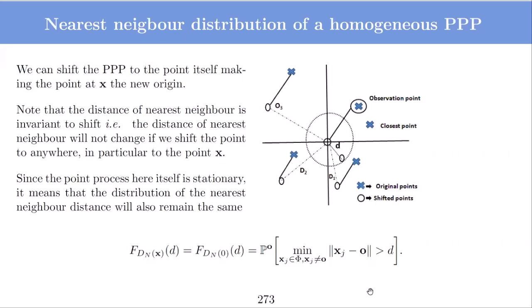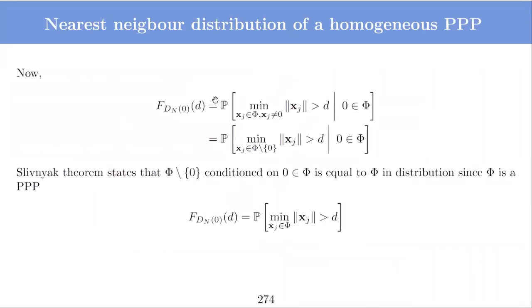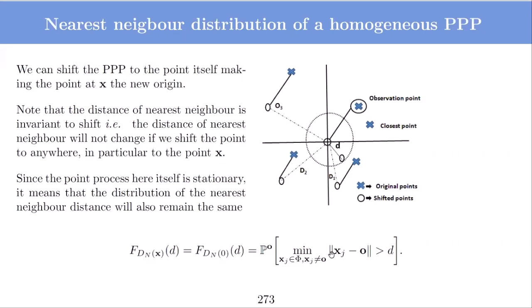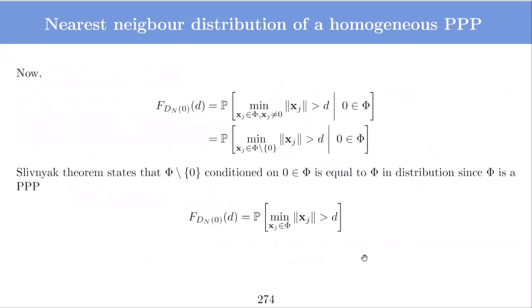Now I'll write this formally. If we have xj minus o, then this is just the norm of xj. So I'll write the norm of xj is greater than d, conditioned on phi having the origin as a point. And this is for xj belonging to phi, and xj not equal to x, and x is the origin here, so xj is not equal to the origin. This means I am looking at every point, but not the point I am conditioning on, and among the rest of the points I am choosing the one with the closest distance.